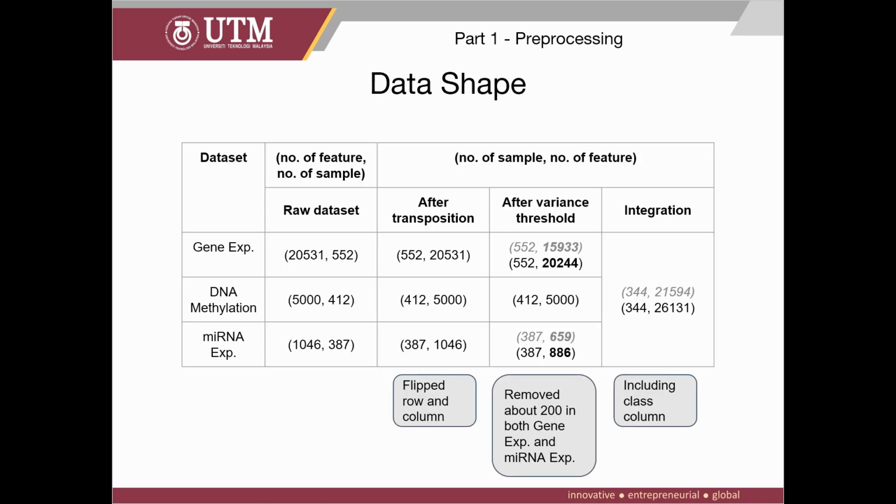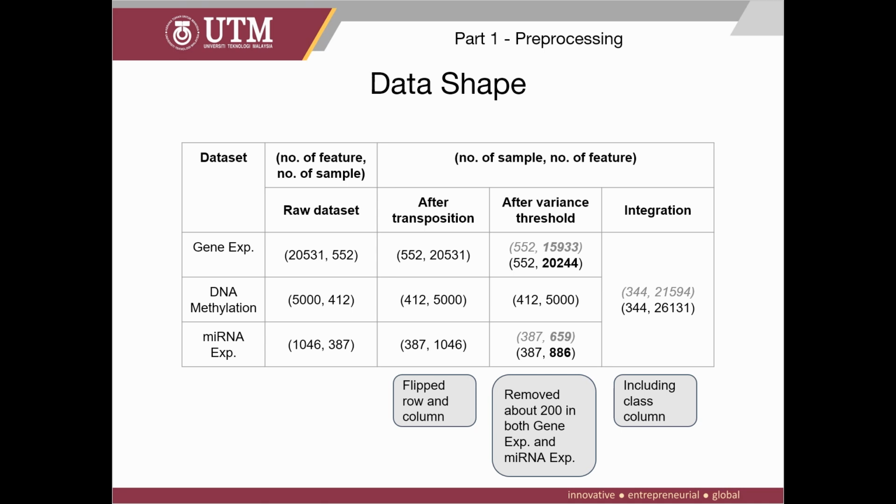This is the data shape for my dataset before and after the preprocessing. So for raw dataset, we can see that the row and column are still inverted. So after transposition, the row and column are properly flipped. After that, we have the variance threshold. The gray color one is the old data shape when I was using threshold with 0.005.